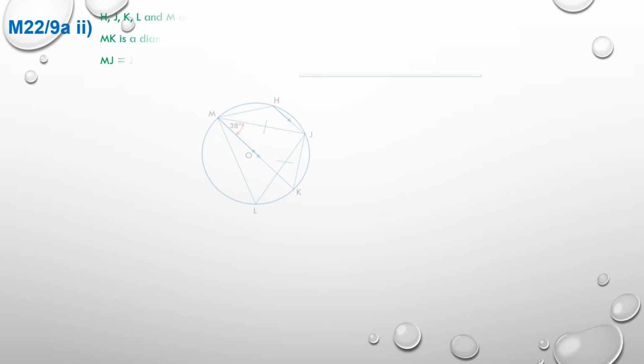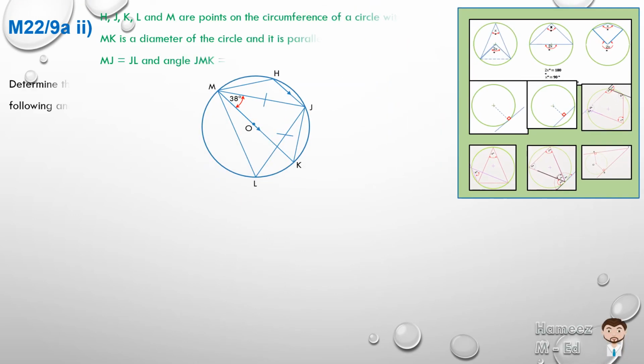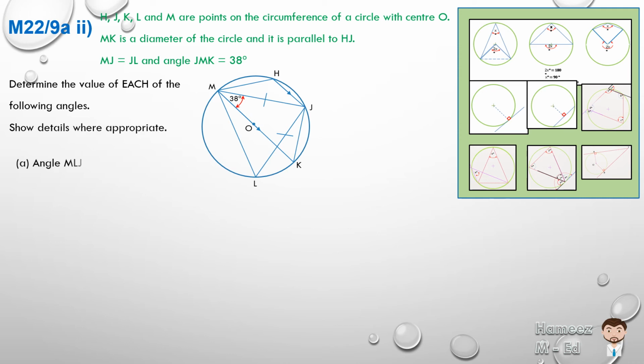May 2022, number 9A, part 2. Determine the value of each of the following angles. Show detailed working where appropriate. So in part A, we are finding angle MLG. Let's see if we could pull out that triangle M, J, and K. And when we take a look at that, we have 2 of the angles. We know 38 degrees and we just found 90 degrees as the angle at J.